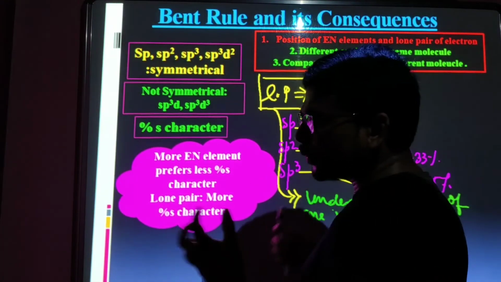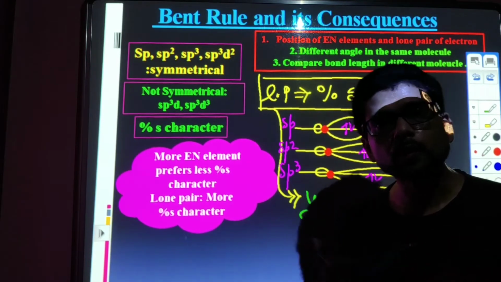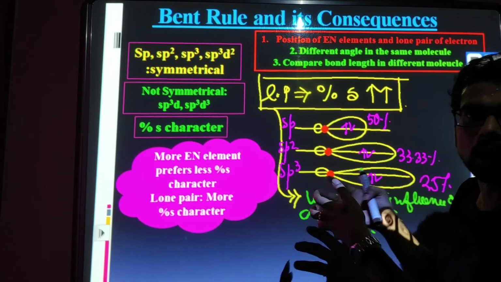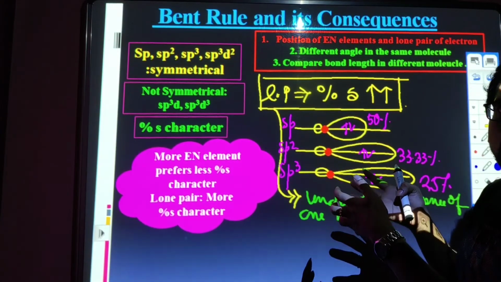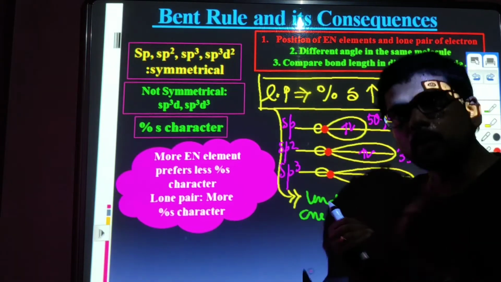Because the more the percentage of s character, the more close it will be to the nucleus. It means the more the percentage of hybridized orbital having s character, the lone pair will be more stable.